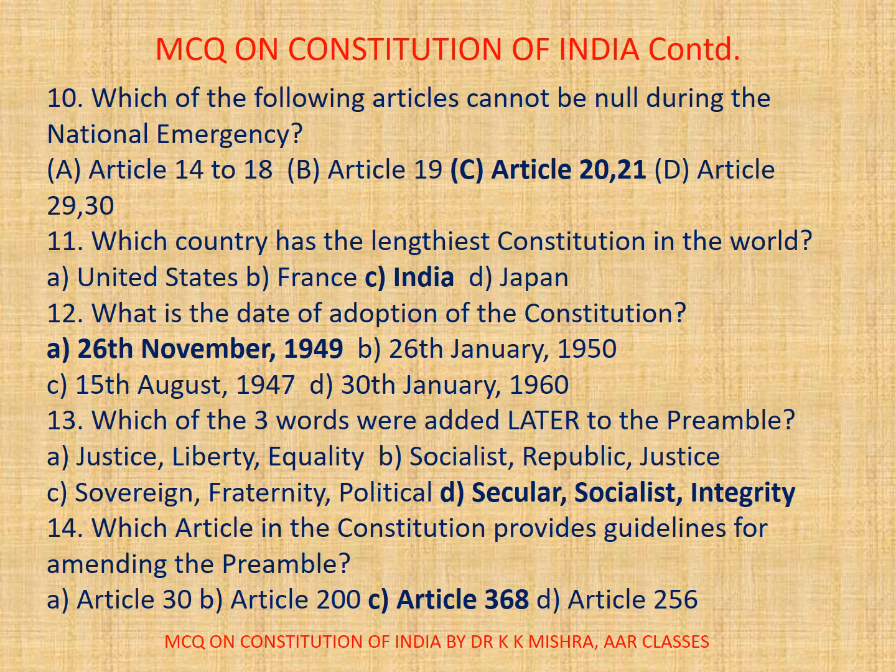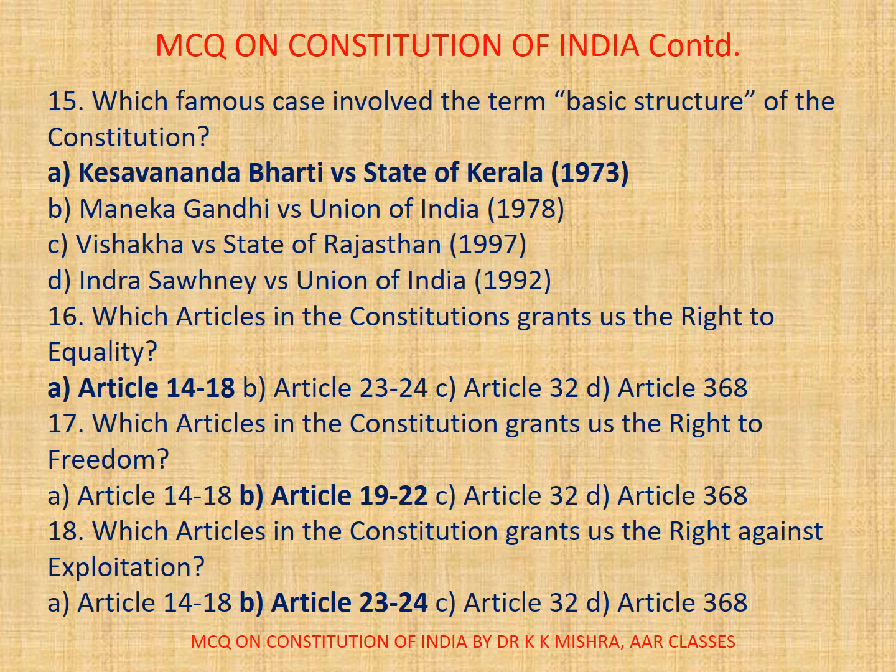Question number 14. Which article in the Constitution provides guidelines for amending the preamble? A. Article 30, B. Article 200, C. Article 368, D. Article 256. Correct option is C. Article 368.